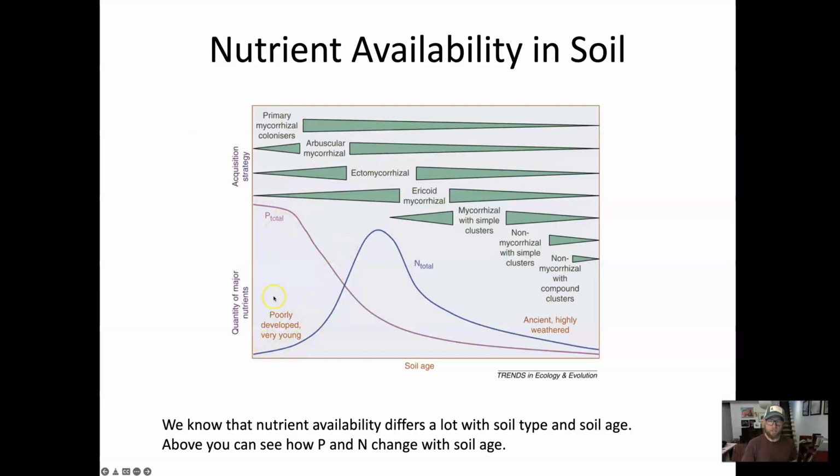Nitrogen availability, you can see, is different. In very young soils, there's not a lot of nitrogen, but as the biological activity occurs, you get more and more nitrogen building up in the system. But then as soils get really old, they lose their capacity to hold on to the nitrogen, and that availability of nitrogen also decreases over time. So that's one thing that can cause variability as we look around the globe.